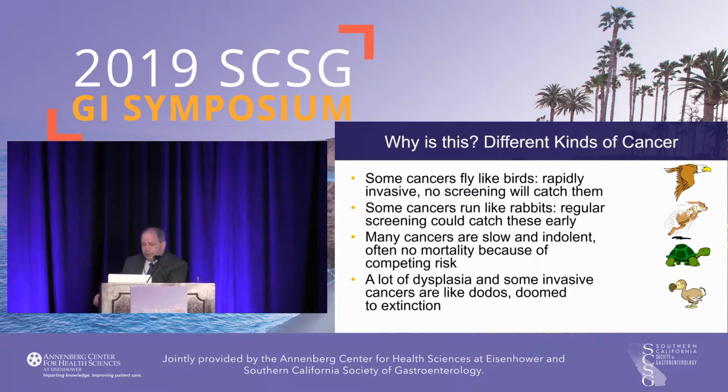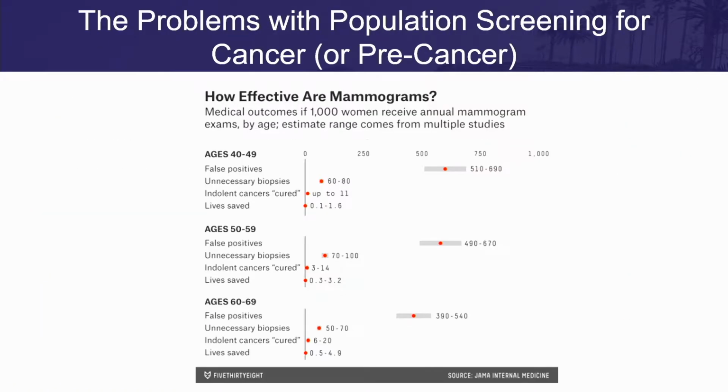There are also many cancers that are slow and indolent that often have no mortality because of competing risk, and prostate cancer is often considered the example. There are a lot of low-grade indolent prostate cancers that get a lot of treatment without a lot of benefit to the patient. And then there is a lot of dysplasia and some invasive cancers that are more like dodos, that are doomed to extinction without any intervention at all. And that's the surprising thing that we were not taught in medical school.